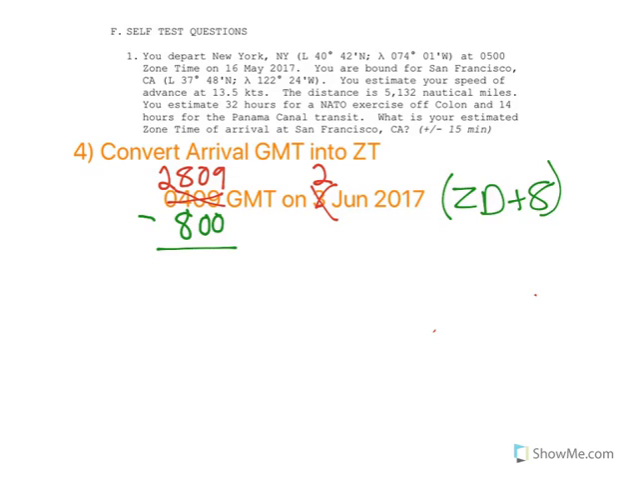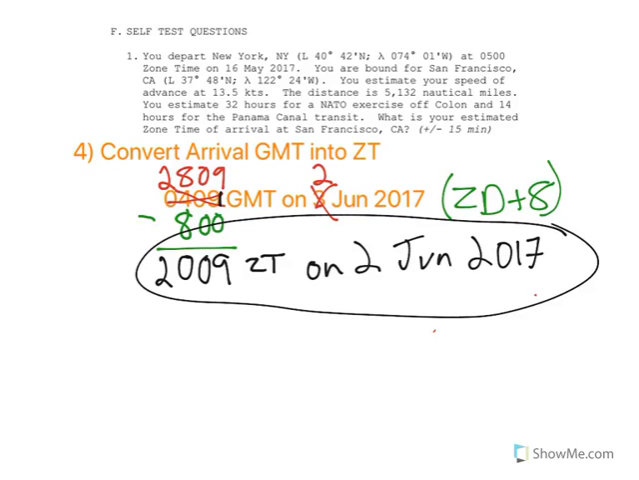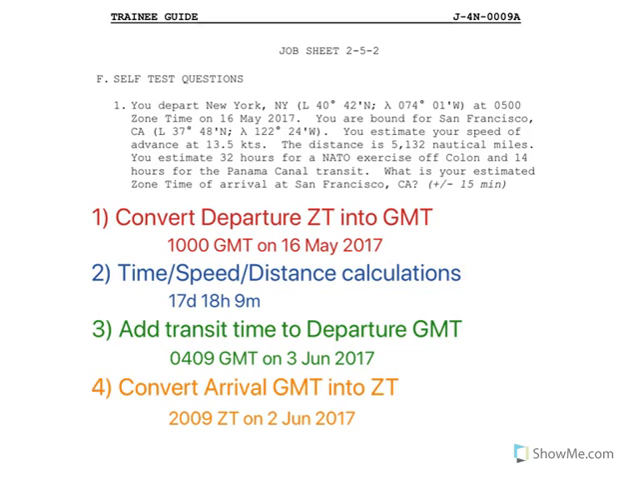9 minus 0 is 9. 0 minus 0 is 0. 8 minus 8 is 0. 2 minus 0 is 2. So it's 2009 zone time. And then we take the days from over here and bring them down. So we will arrive at 2009 zone time on 2 June 2017. And that is the final answer. That is our estimated time of arrival at San Francisco.